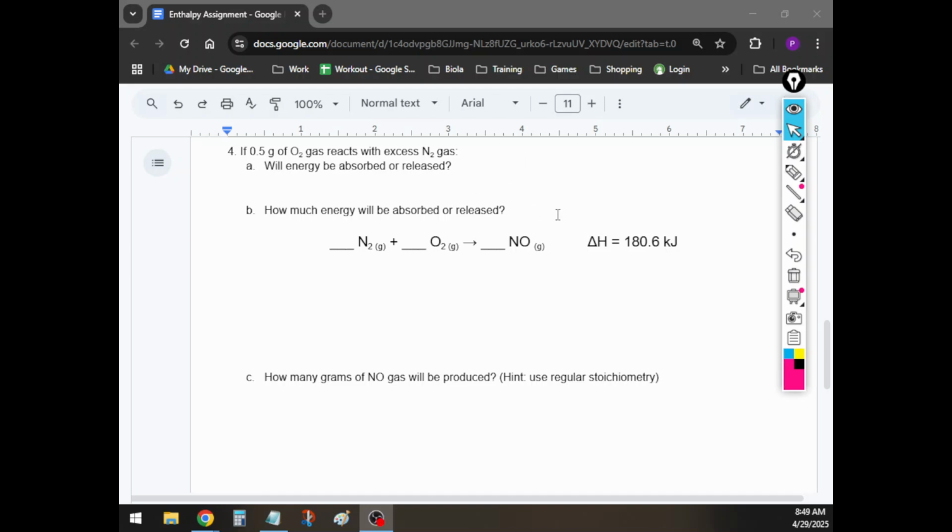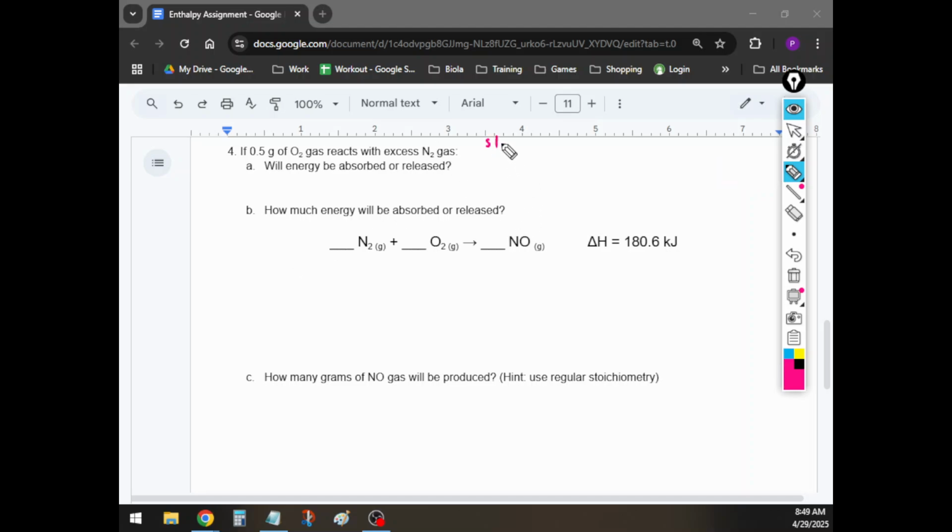Alright, so number 4 on your assignment from last class. What we're going to do first is draw a quick picture to help us visualize what's going on. I want you guys to do this for your assignment problem as well. It tells us that we are combining 0.5 grams of O2 with excess N2 gas.